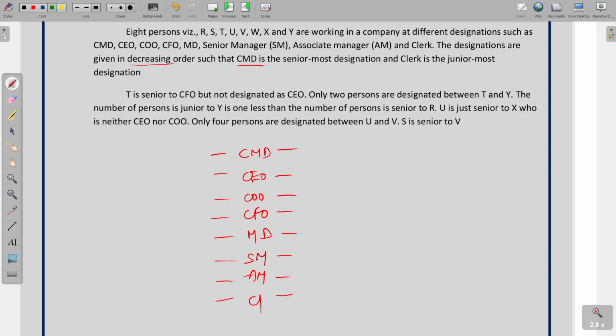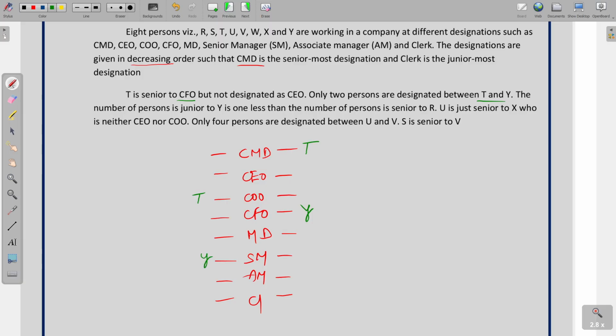T is senior to CFO, but not designated CEO. So T is placed here. Only 2 persons are designated between T and Y. Between T and Y there are 2 persons, 1, 2.